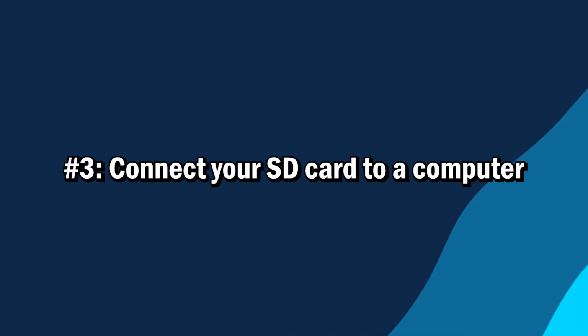Take your SD card out of your camera, phone, or device. This prevents anything new from being saved to it by mistake. Insert your SD card into your computer using a reliable reader. This ensures a stable connection for recovery.